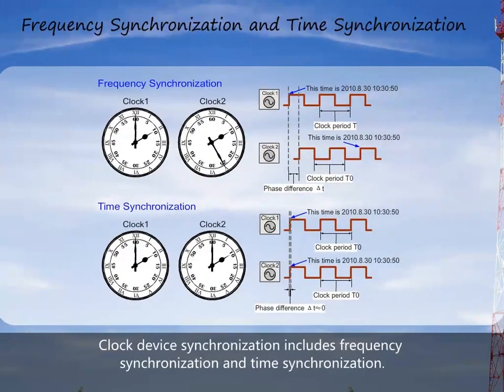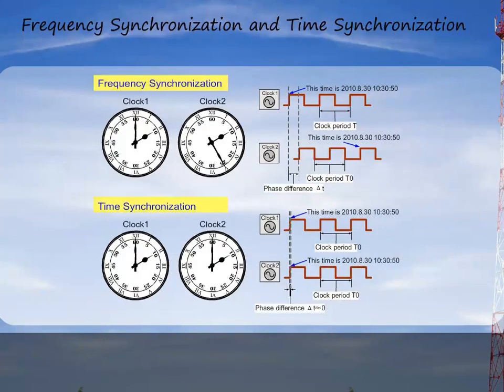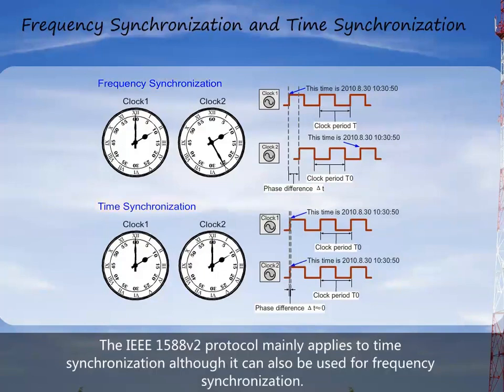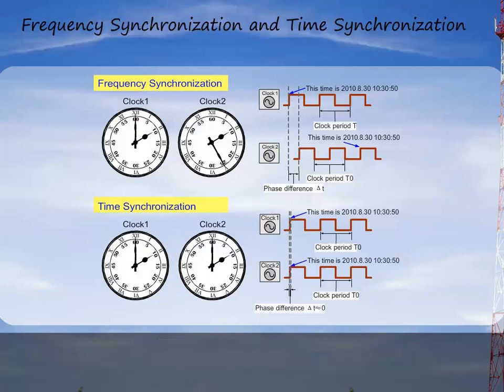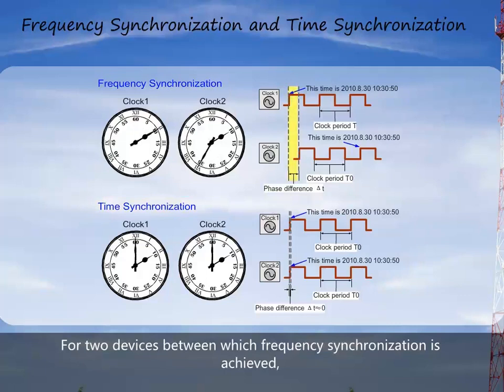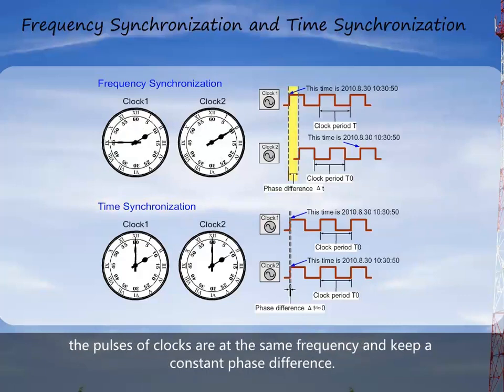Clock synchronization includes frequency synchronization and time synchronization. The IEEE 1588 v2 protocol mainly applies to time synchronization, although it can also be used for frequency synchronization. For two devices between which frequency synchronization is achieved, the pulses of clocks are at the same frequency and keep a consistent phase difference.